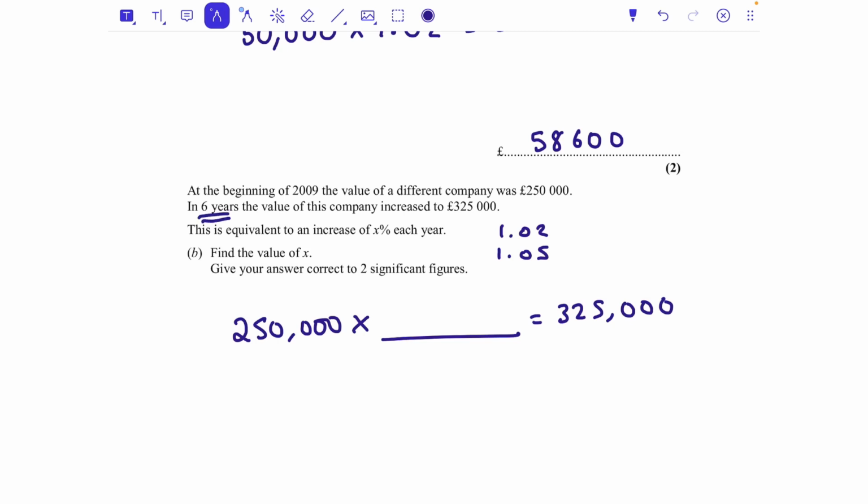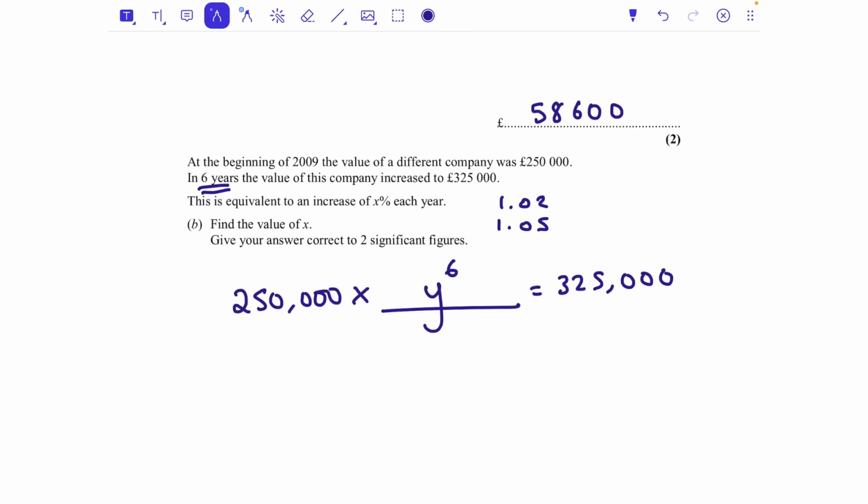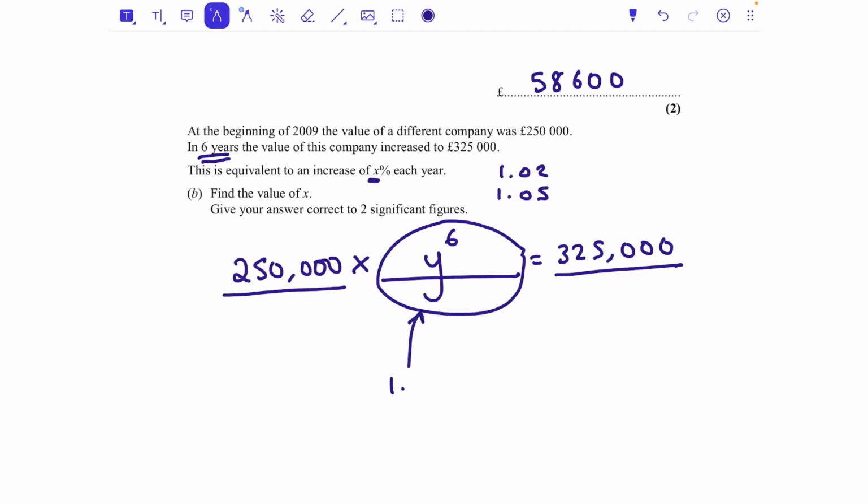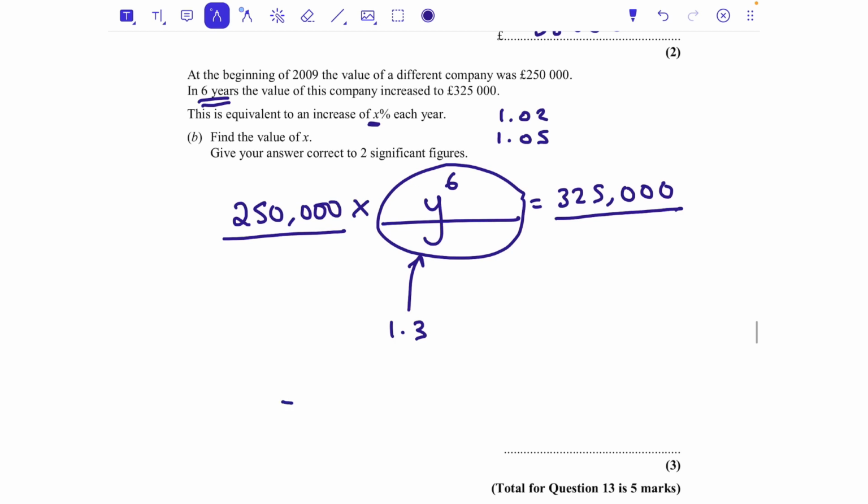So this is something, I'm going to call it Y, to the power of 6. Okay. Now it's not just X, because we're not going to times by, if it's a 2% increase, we're not timesing by 2. So this is something to the power of 6 here. Now I'm going to start by doing 325,000 divided by 250,000 to find out what needs to go here. So 325,000 divided by 250,000 is 13 over 10, so 1.3. So this here needs to be 1.3. So something to the power of 6 equals 1.3.